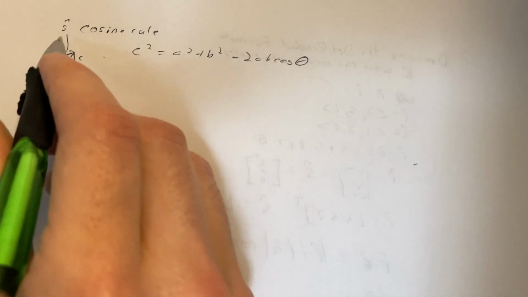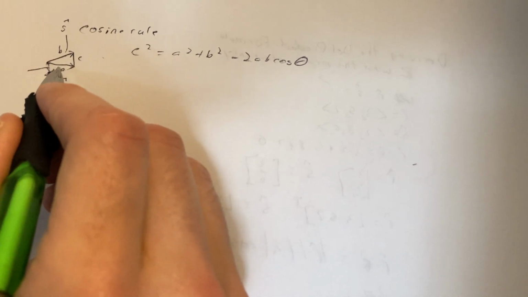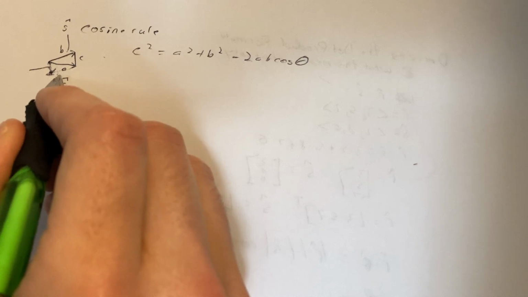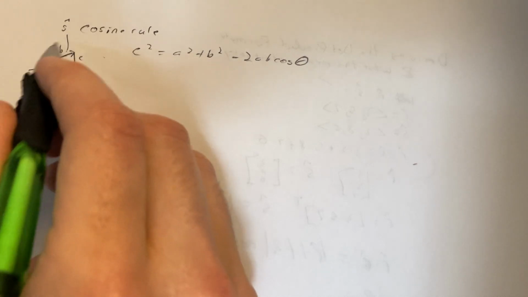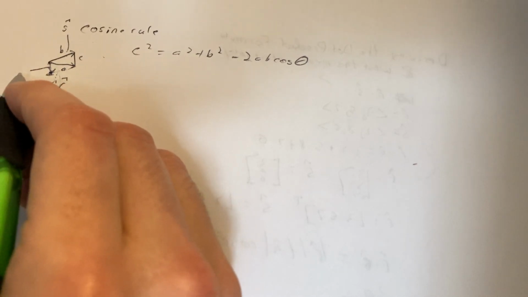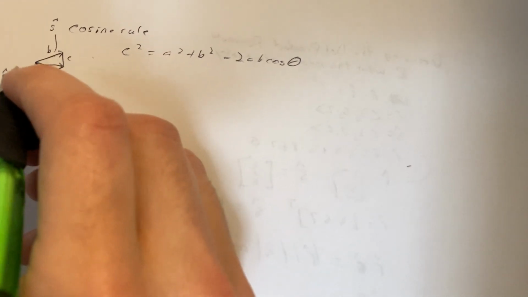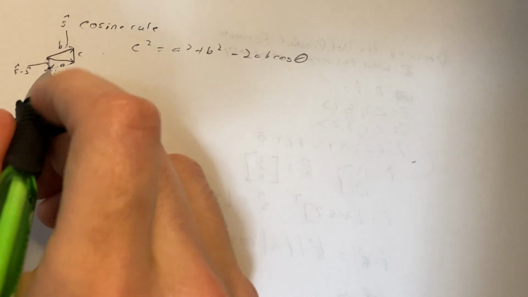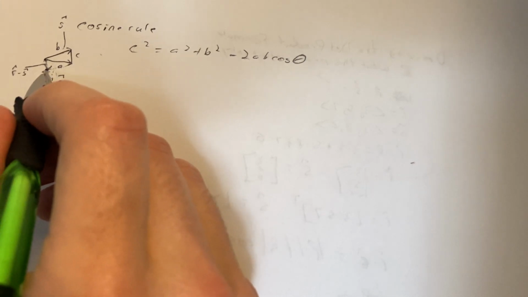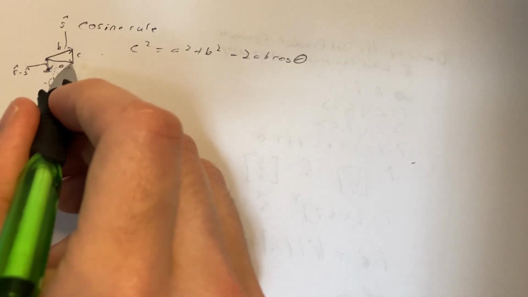Sorry, I shouldn't have been saying A and B. I should have been saying R and S. That's going to be R hat minus S hat. Now, if you look closely, R hat minus S hat has the same length as C.